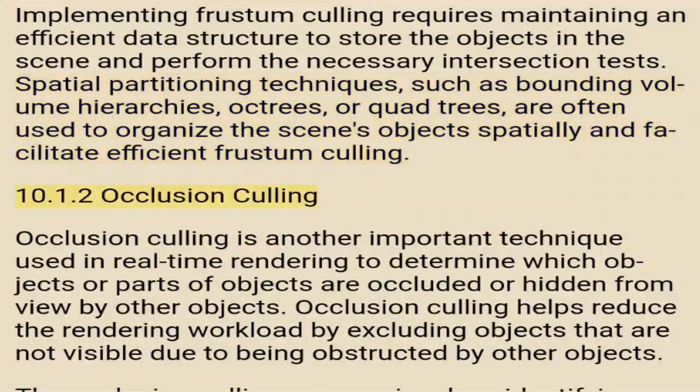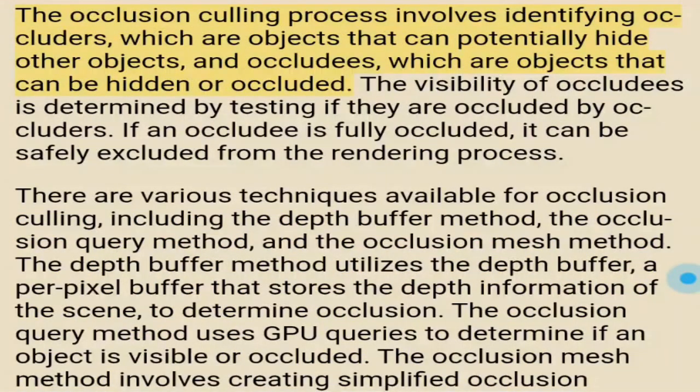10.1.2 Occlusion culling. Occlusion culling is another important technique used in real-time rendering to determine which objects or parts of objects are occluded or hidden from view by other objects. Occlusion culling helps reduce the rendering workload by excluding objects that are not visible due to being obstructed by other objects. The occlusion culling process involves identifying occluders, which are objects that can potentially hide other objects, and occludees, which are objects that can be hidden or occluded.